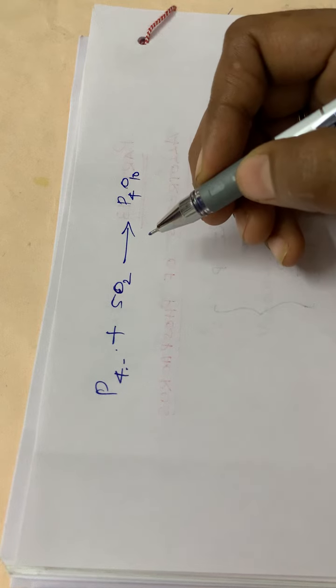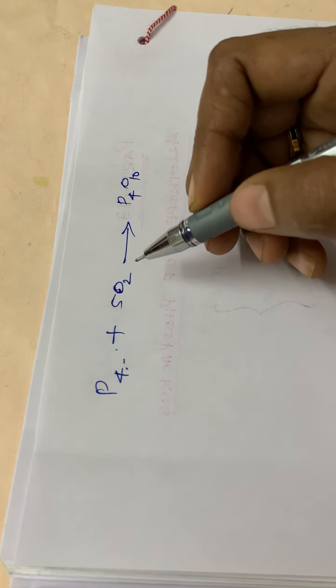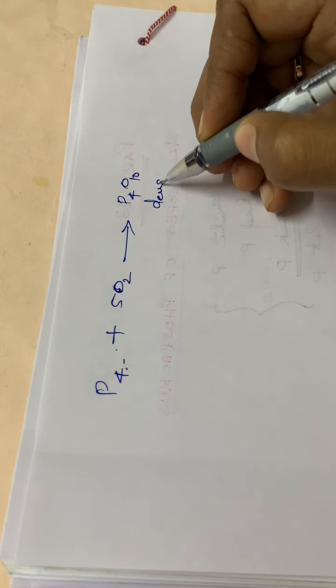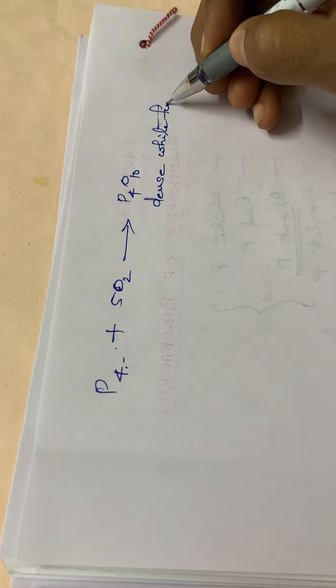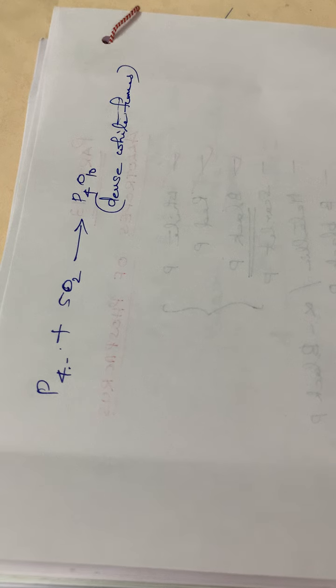So it is highly reactive with oxygen, easily catches fire in air, and also it forms dense white fumes of P4O10. So this is about the white phosphorus.